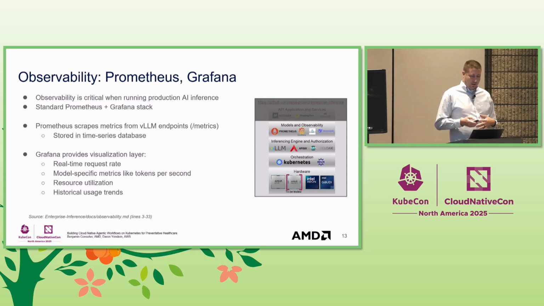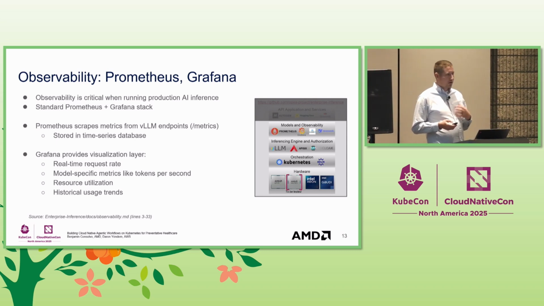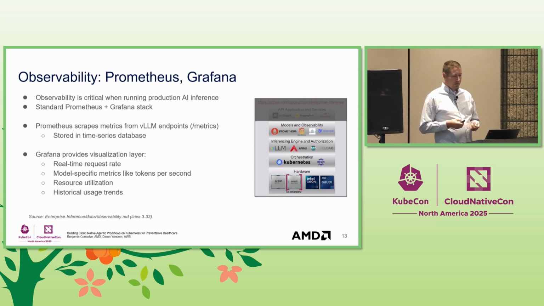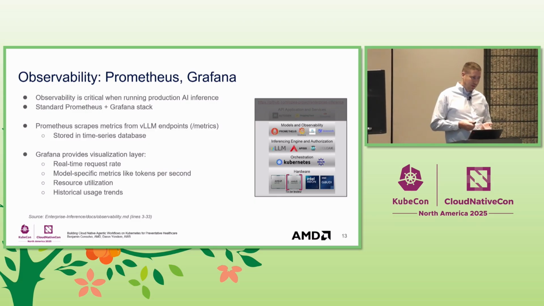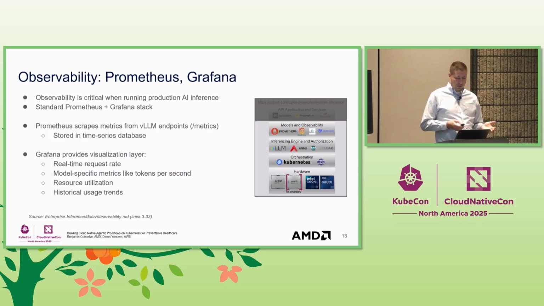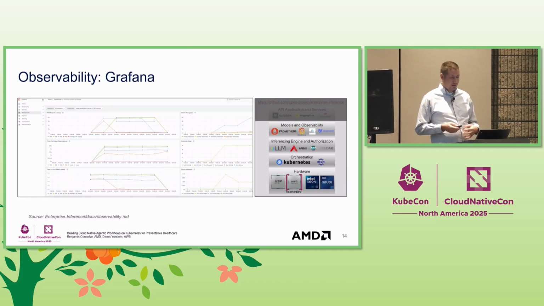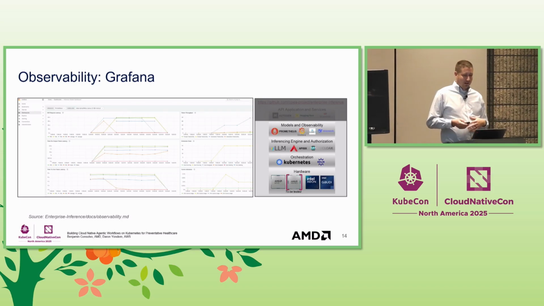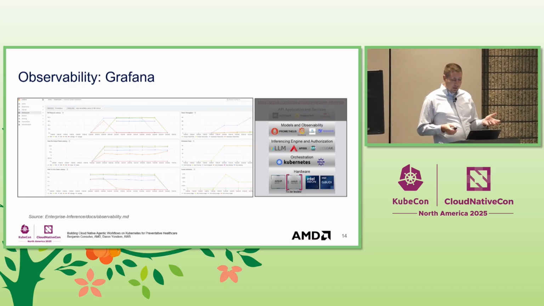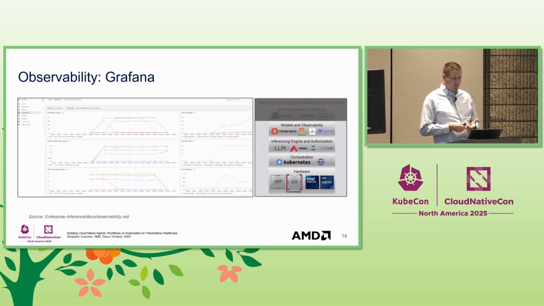And then Grafana provides the visualization layer, so you can build custom dashboards to monitor things like real-time request rate, model-specific metrics like tokens per second, and resource utilization across the cluster. And here is an example of a model dashboard. I know the text is a bit small, but this is kind of what it might look like, where you can see things from the time series database, like end-to-end request latency, token throughput, time to first token, time per output token, cache utilization, even prompt length. So it's a great way to observe what's going on in your cluster.